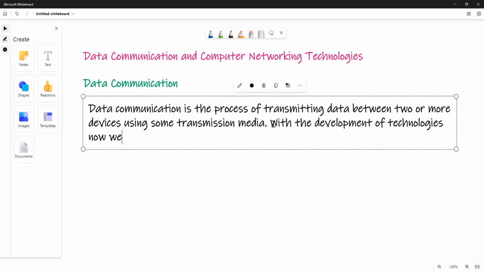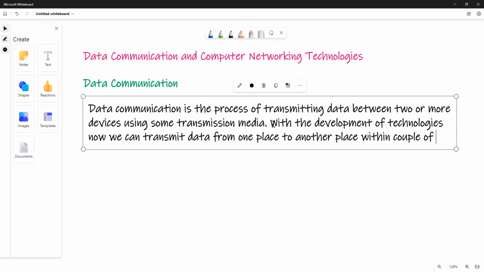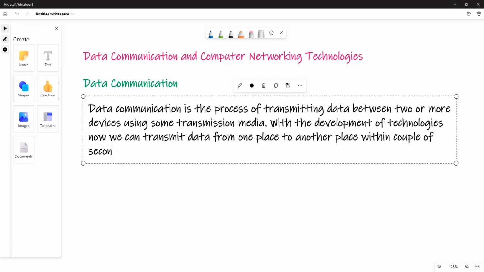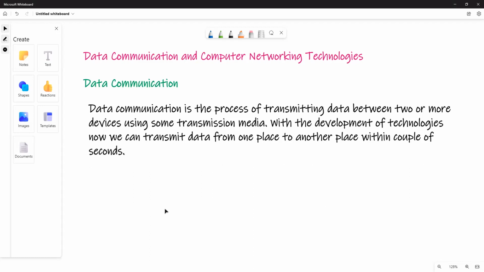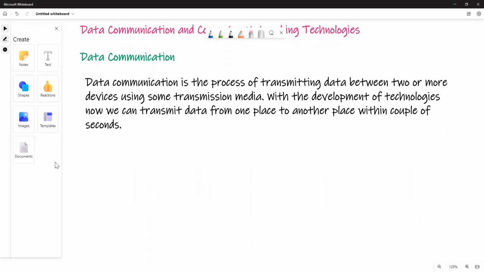Now we can transmit data from one place to another within a couple of seconds. So this is easy, or this is possible, because of new technologies.